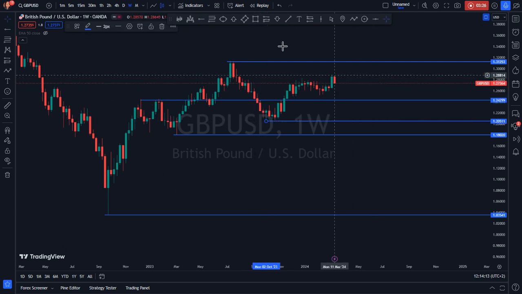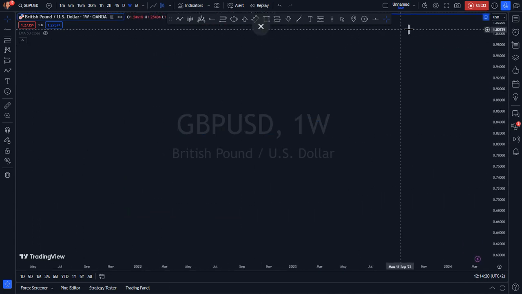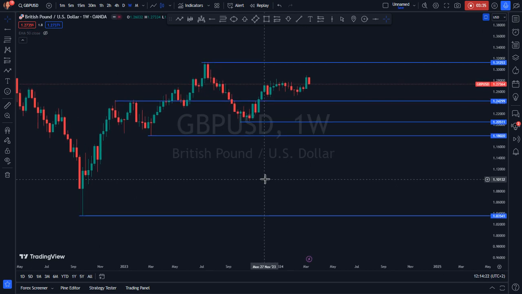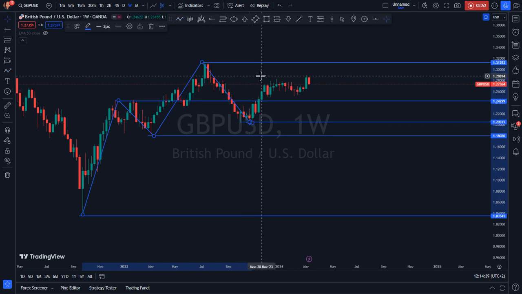So we can already see, based on what we've just marked, that the market gave us impulsive, correction, impulsive, correction. So we can assume, or we can agree to say, the market is currently in an impulsive phase.